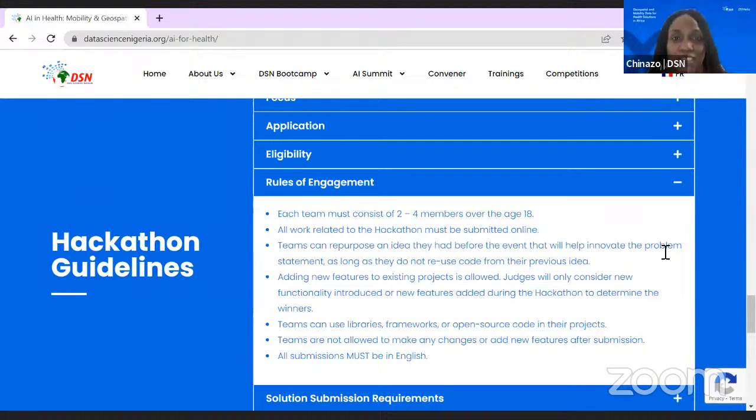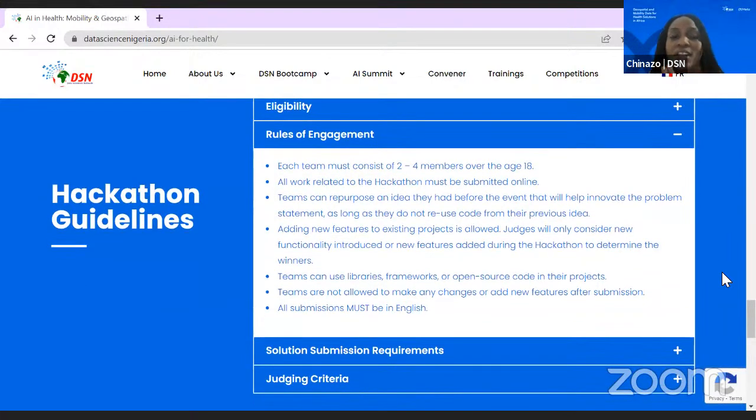And then rules of engagement. Like I said, our application forms for the hackathon are now officially open. I'm sure my colleagues are dropping them in the chat window so you can fill out the forms. The first rule says each team must consist of 2 to 4 members over the age of 18. So you have an option to apply as a team or as an individual. If you apply as an individual, it means you're working solo and building your solution alone. However, if you're working as a team, you must be between 2 and 4, a maximum of 4 and a minimum of 2. You can't even have 5 people.